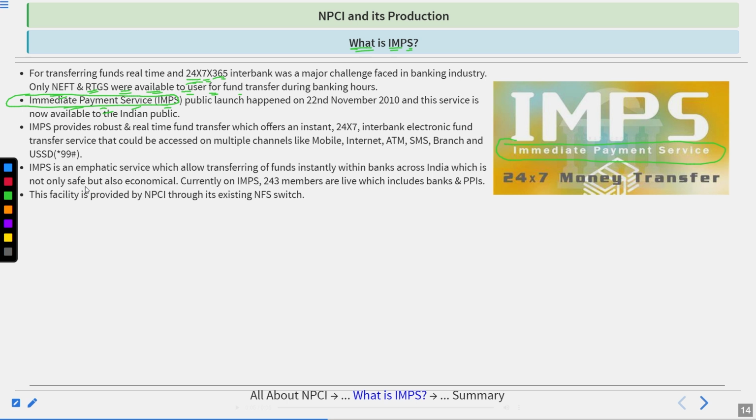IMPS is an empowering service which allows transferring of funds instantly within banks across India, which is not only safe but also economical. Currently on IMPS, 243 members are live, which includes banks and PPIs. This facility is provided by the NPCI through its existing NFS switch.